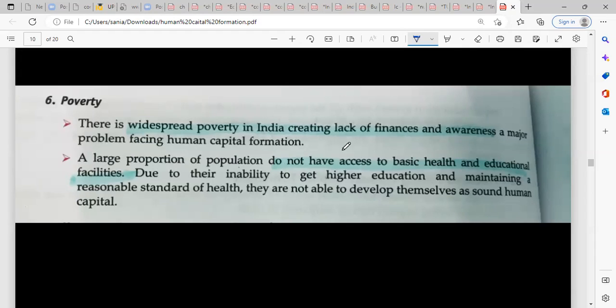And the last point is poverty. There is widespread poverty in India, creating lack of finance and awareness, and it is a major problem facing human capital formation. Clear? A large proportion of the population does not have access to basic health and education facilities. Clear?